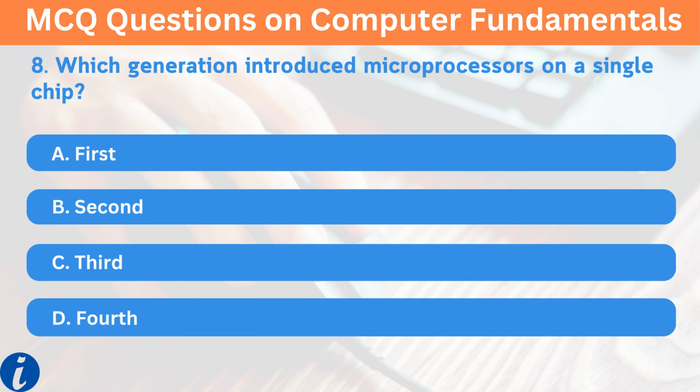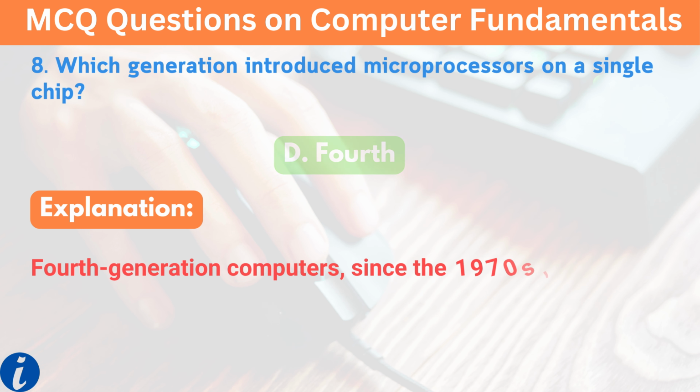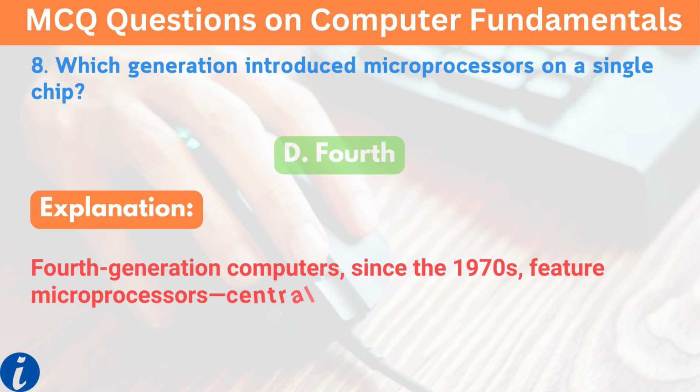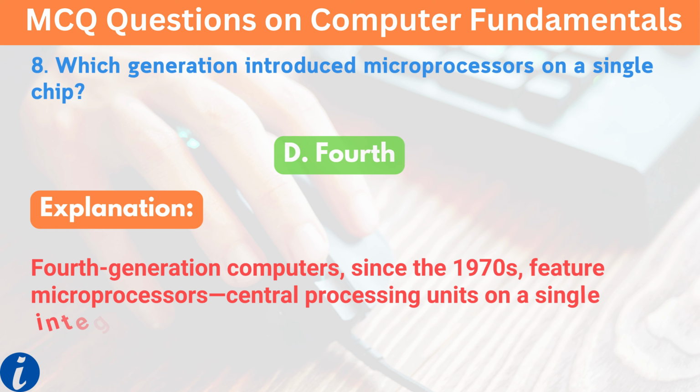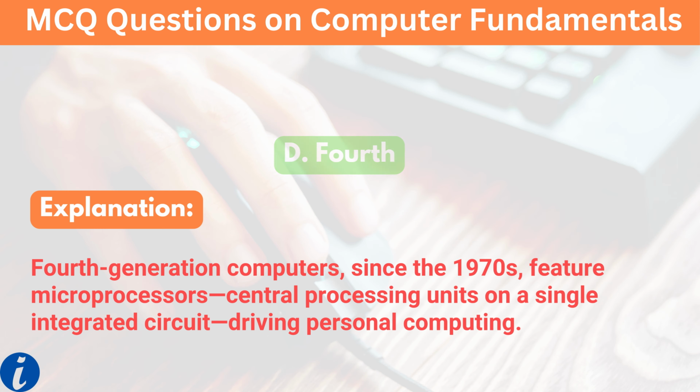8. Which generation introduced microprocessors on a single chip? A. First. B. Second. C. Third. D. Fourth. The correct answer is D. Fourth. Explanation: Fourth-generation computers, since the 1970s, feature microprocessors, central processing units on a single integrated circuit, driving personal computing.